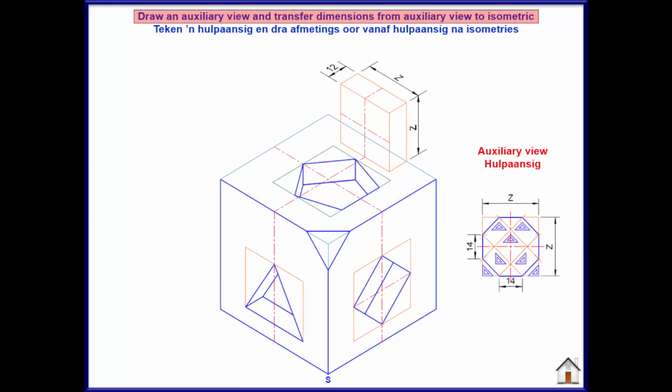Use half of the dimension of Z from the center line to draw your square in the isometric on the back edge of the cube. The octagon has got a thickness of 12 millimeters. Project your auxiliary view in the isometric by 12 millimeters to the front. Transfer the distance from the corner of the auxiliary view to the edge of the octagon and transfer that to your isometric view. Apply this method to all four corners and construct your octagon in the isometric. Project these distances back to get the thickness of the octagon.